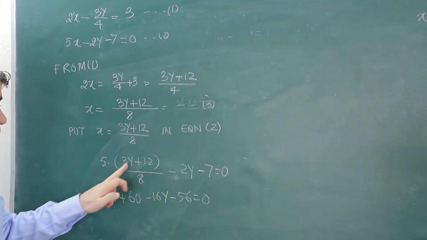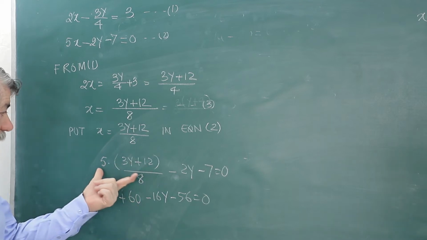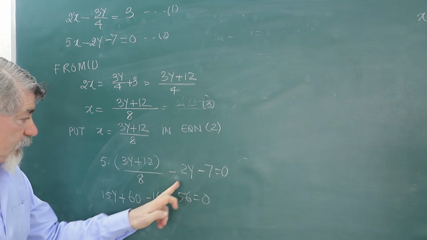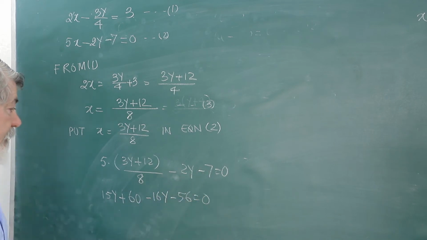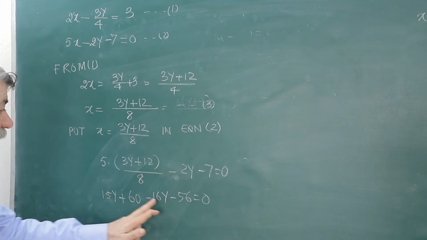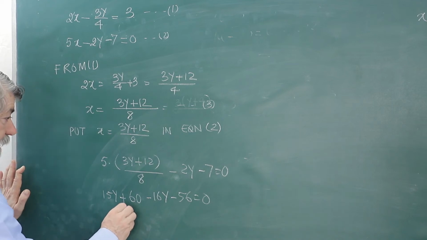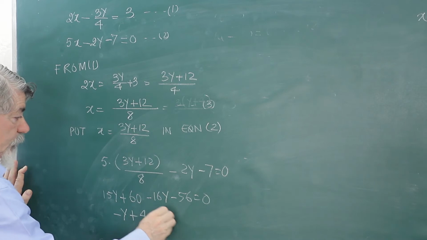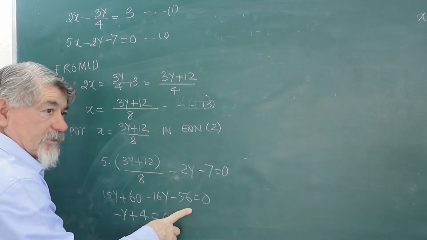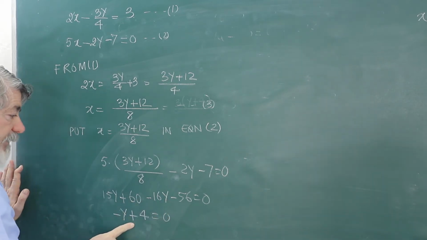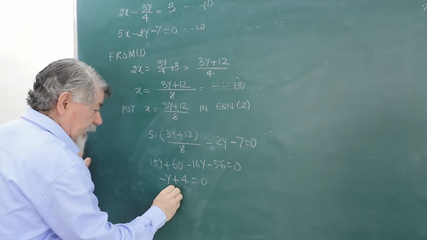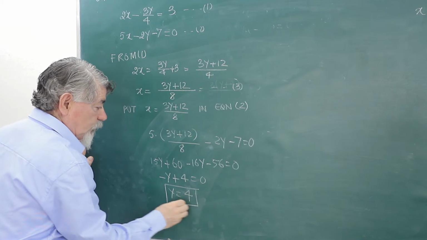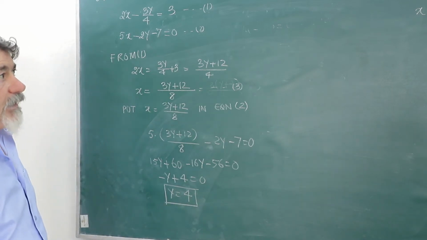I have taken 8 as the LCM all together. 5 into 3y is 15y, 5 12s are 60, and 8 was in the denominator. I took 8 as the LCM, so 8 2s are 16y, 8 7s are 56. 15y minus 16y is minus y, and plus 4 is equal to 0, because 60 minus 56 is 4. So minus y plus 4 is 0, so y will be equal to 4. That is the value of y.